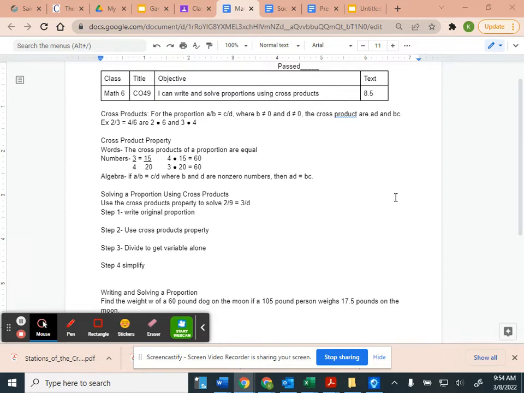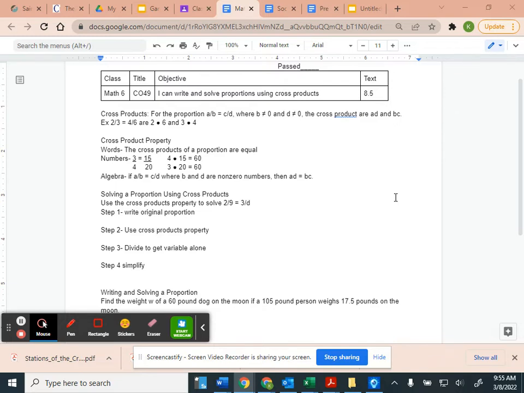Tuesday will be the practice test. Wednesday is the real test. So if you need to study over the weekend, make sure you're ready for next week. Okay. So today we are finishing up with our proportions.